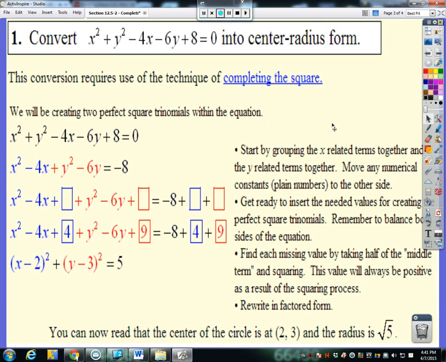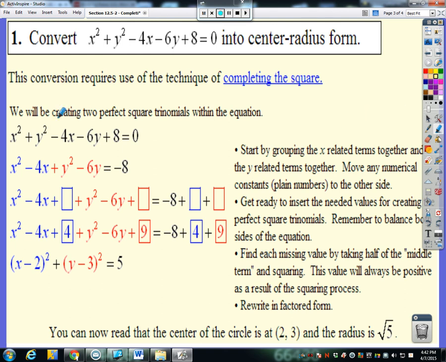So I've got an example. It's already kind of worked out here, and I'll just walk you through this one. If we started out with this general form and want to convert to center radius or standard form, what we want to do is pull together our x terms and our y terms, and then the constant we want to shove over to the other side of the equation.